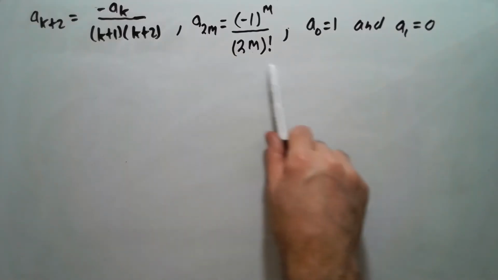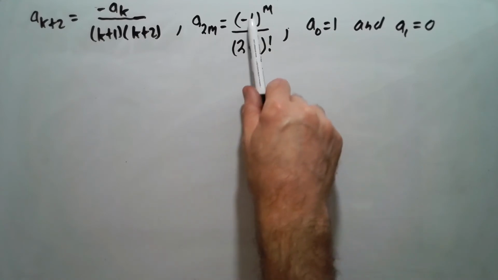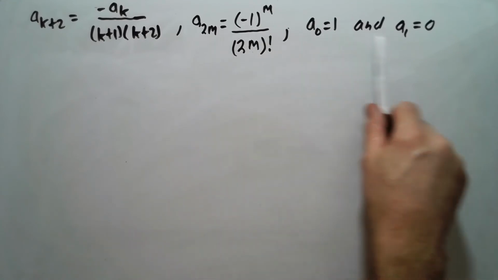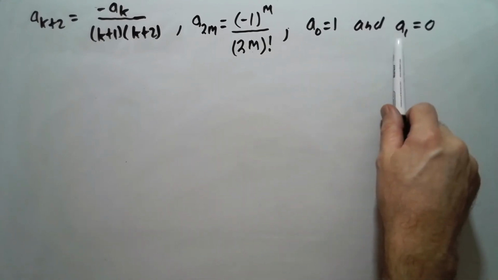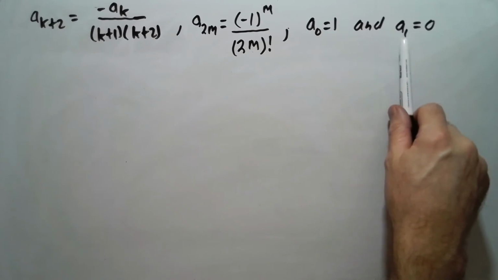So summarizing, we have this. So we've shown the even terms can be written this way. Now I want to show that, as I mentioned already, all the odd terms should be 0 because A1 is 0. Let's just show that here.